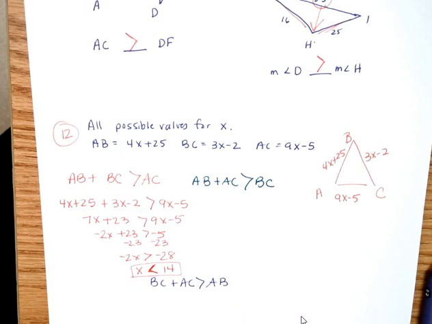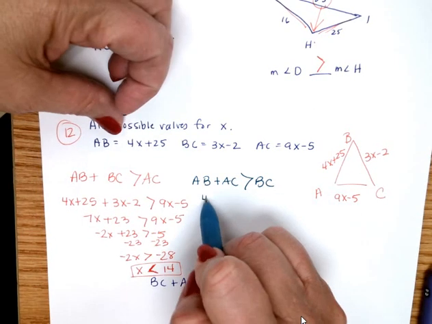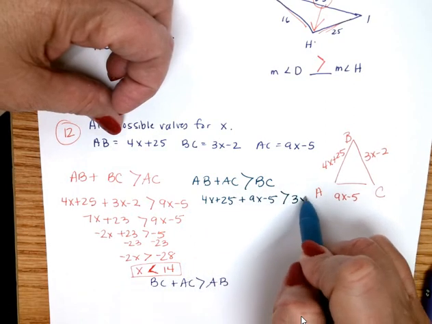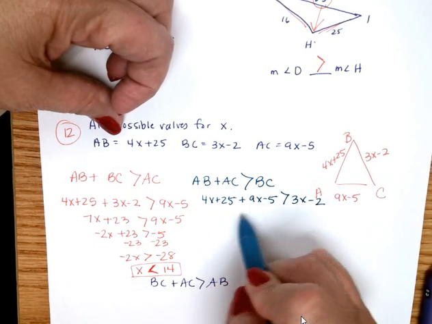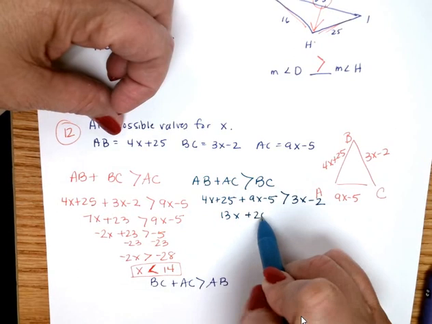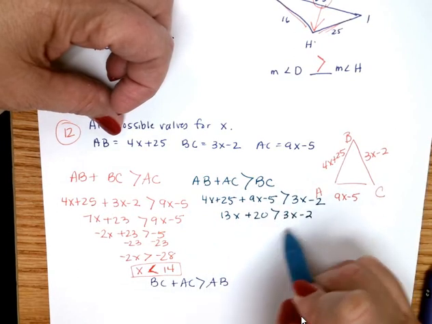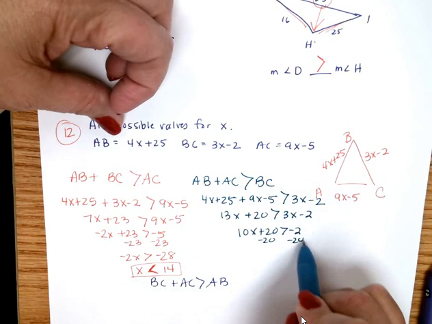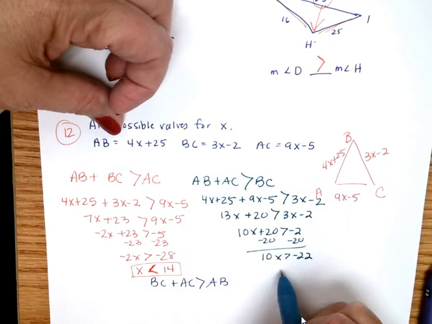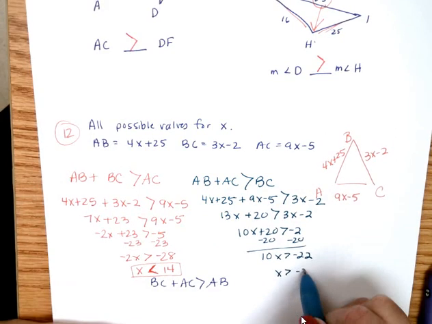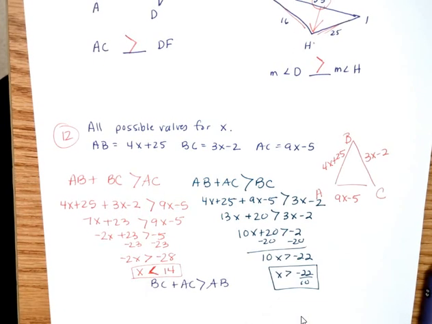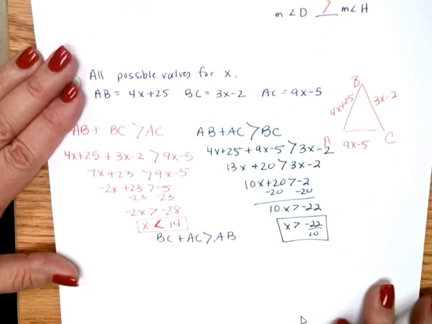All right, let's look at the next side. Got to do for all three. Long, boring, and tedious. So 4x plus 25 plus 9x minus 5 has to be greater than 3x minus 2. So 13x plus 20 has to be greater than 3x minus 2. Bring my 3x over. Subtract my 20. So I have 10x is greater than negative 22. So when I divide by 10, I get negative 22 tenths, which makes some decimal. Might not be the answer we're looking for.